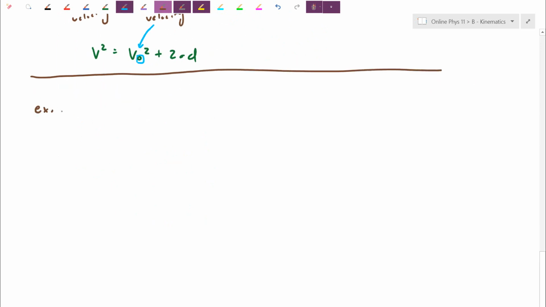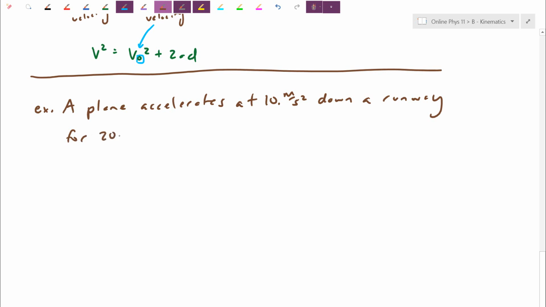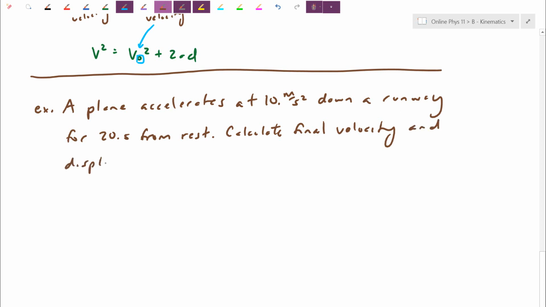Okay, so in this problem, we have a plane that accelerates at 10 meters per second squared down a runway for 20 seconds. I want you to calculate, let's actually say from rest. So I'm going to give you the initial speed. It's not always going to be 0, but in this case, we're starting at 0. Calculate the final velocity, as it speeds up and gets ready to take off, and the displacement. Calculate how much ground it needs to get up to that speed.